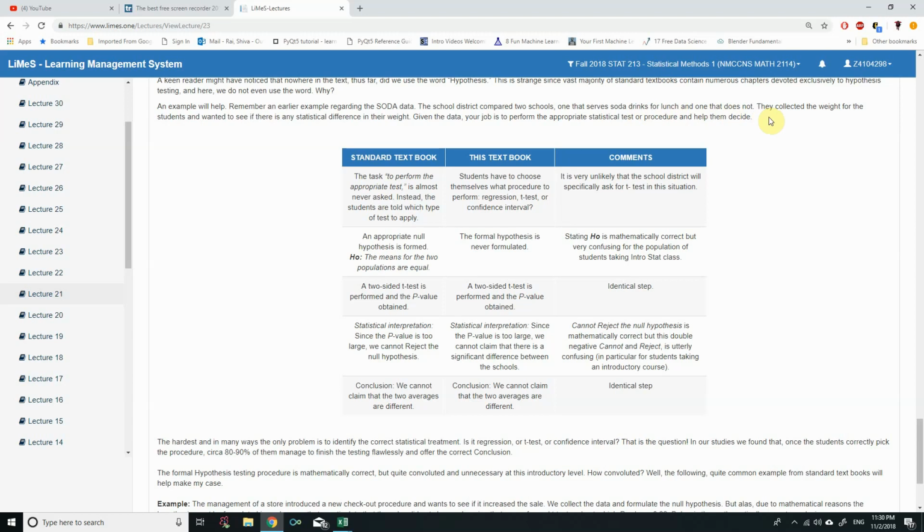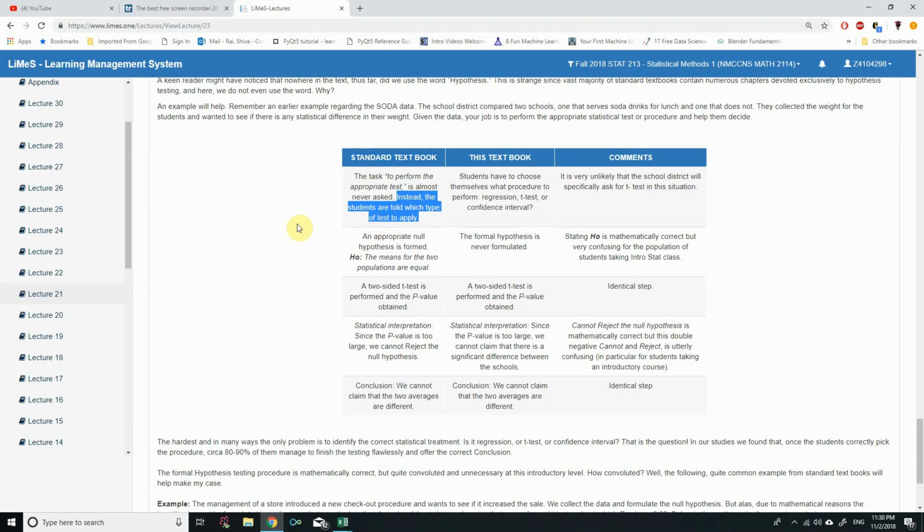Okay, so that was quite straightforward, and we got the p-value which was quite high, and we said that we can't say that the averages are different. Okay, so that was the decision. But what the standard textbook does is, the task to perform an appropriate test is almost never asked. Instead, the students are told which type of test to apply. Okay, either regression, t-test, or confidence interval.